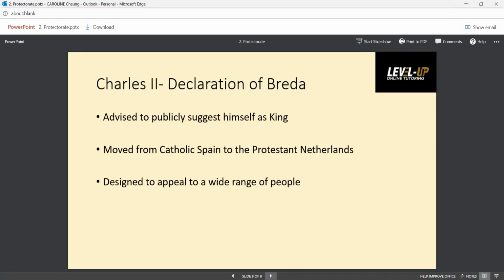So on the advice of his advisors, he moves from Catholic Spain to the Protestant Netherlands. So partly for religion, so he's gone to a Protestant country. He's trying to offer himself to the country as a good Protestant, not associating himself with the Catholics, but also geographically. So he's a lot closer to England in the Netherlands. And he comes up with like a list of promises of what he would do if you make him king that's designed to appeal to a wide range of people. And we will look in more detail about what he promises next lesson.